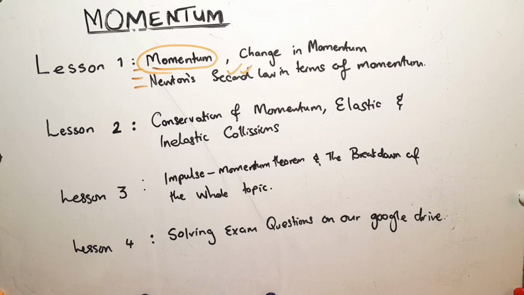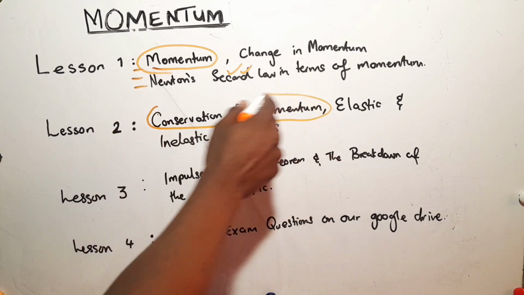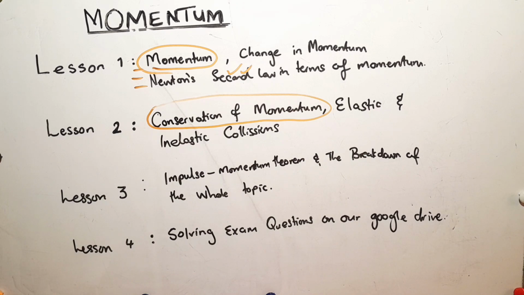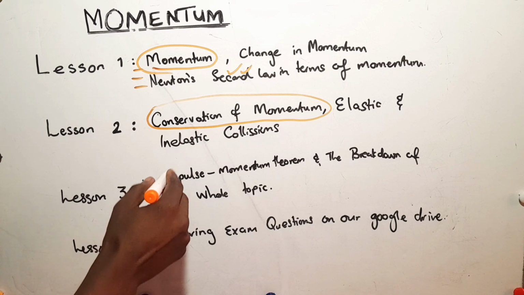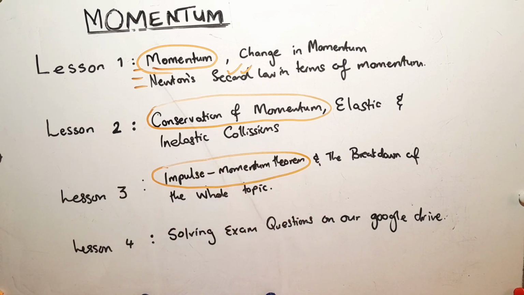Then in lesson 2, we're going to focus on conservation of momentum, elastic and inelastic collisions. So in this second part we'll be talking about these 3 things. Then lesson 3 will be on impulse momentum theory. Because impulse and momentum theory is a small section, I'll also redo this whole topic as a summary after doing impulse and momentum theory.